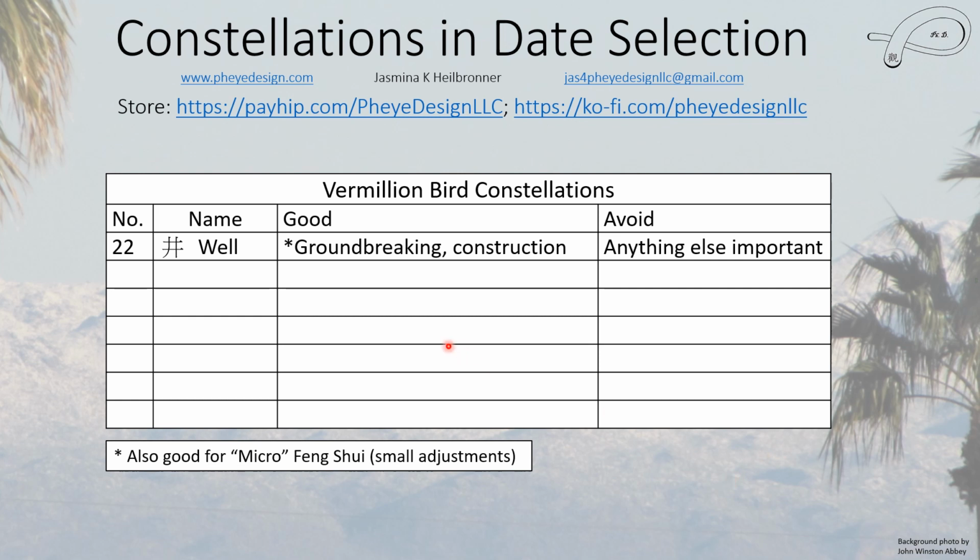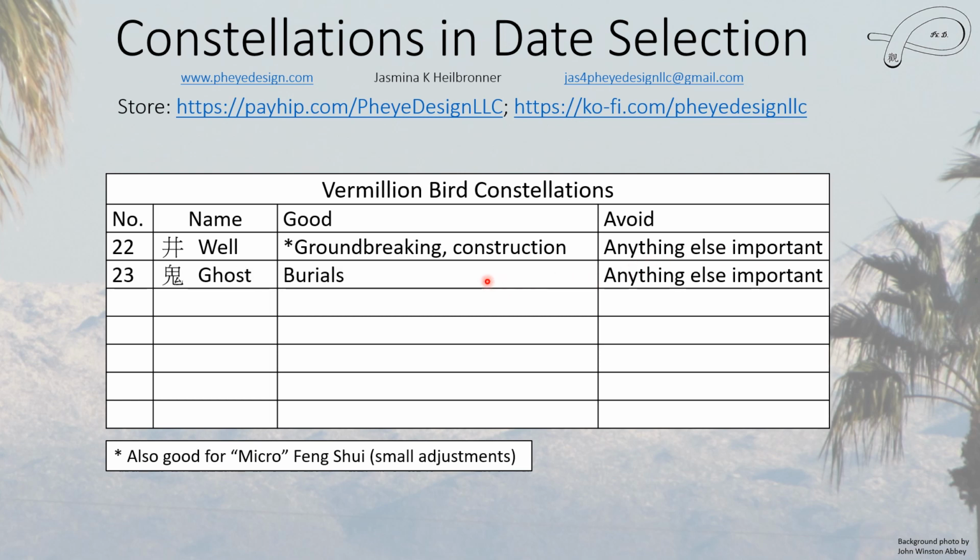Number 22 is well. It's good for groundbreaking and construction. So that's a pretty interesting one. Now, it is also said it's good for micro feng shui, which would be small adjustments in perhaps the positioning of the furniture in your house. So those are about the only small adjustments I can think of. But basically, anything else important is not a good idea.